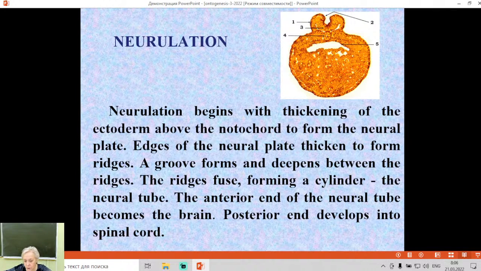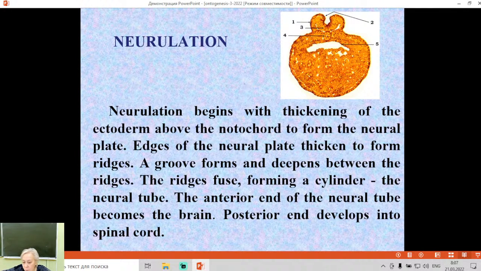And the next question, the first question today, is neurulation. What is neurulation? Neurulation is a process of formation of the neural tube. You see on the slide the neurula of amphibians. An embryo at the stage of neurulation is called a neurula. And you see the notochord, and above the notochord the process of formation of the neural tube.